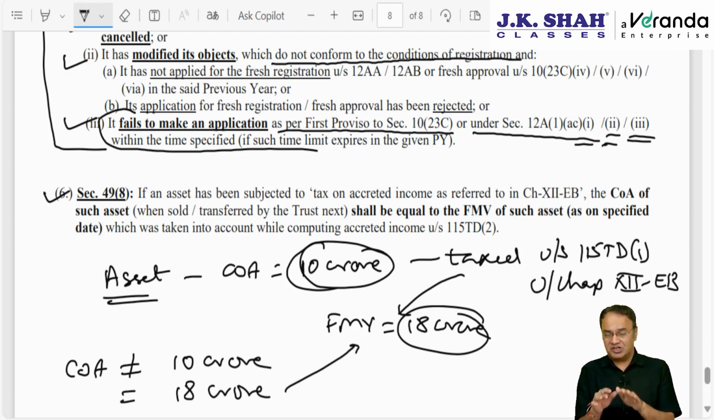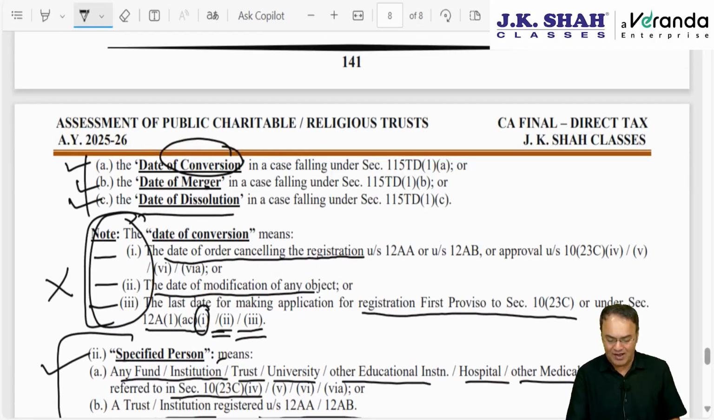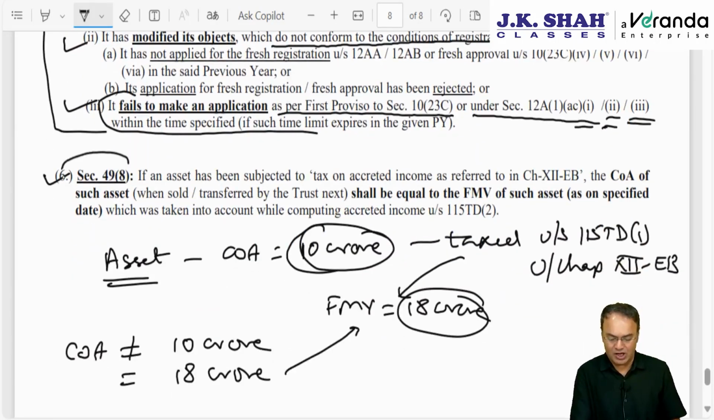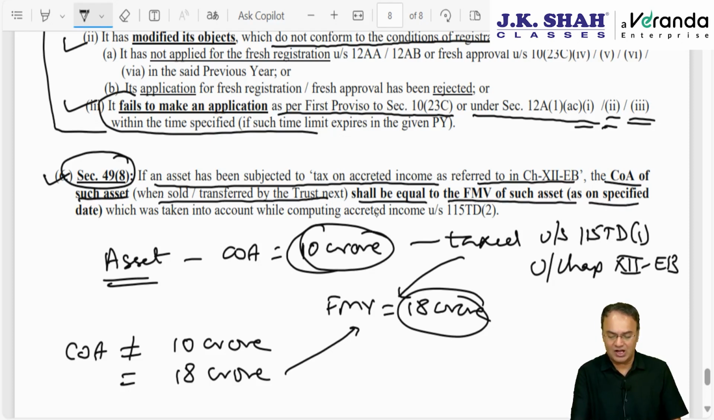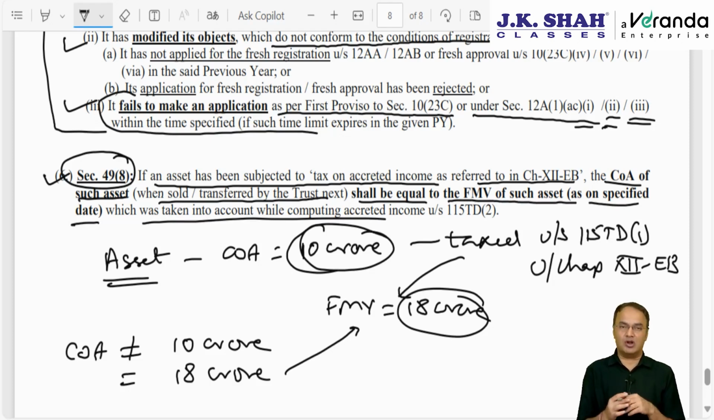With that, this chapter is over, only rule 17CB is left out. How to find out the value? Let me finish reading this 49.8, on which questions are not expected and not asked also. If an asset has been subjected to tax on accreted income as referred to in chapter 12EB, then cost of acquisition of such asset whenever transferred next shall be equal to the FMV of such asset as on specified date, which was taken into account while computing tax on accreted income.